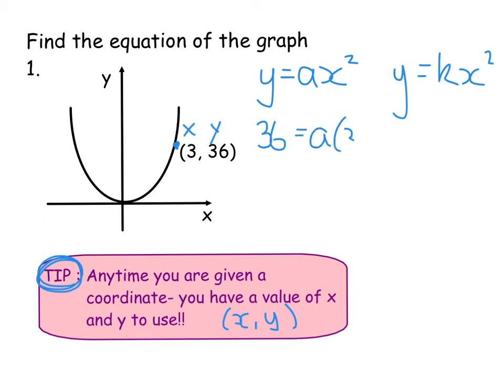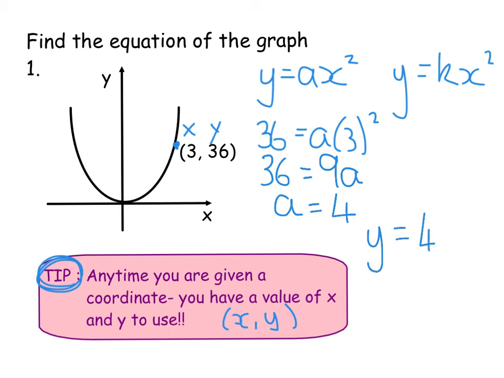So we've got a times 3 squared. Now 3 squared is 9, so you've got 36 equals 9a. So 9 times something is 36, or 36 divided by 9. Either way, that makes a the value of 4. Now if the question just wants the value of a, you stop there. But I always think it's just handier to teach find the equation in case you want that extra wee bit. So that makes your final equation of this graph y equals 4x squared. And that would be your answer.